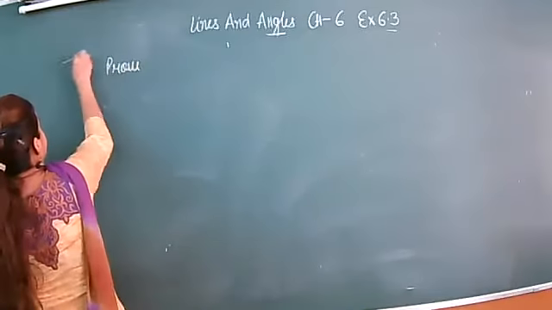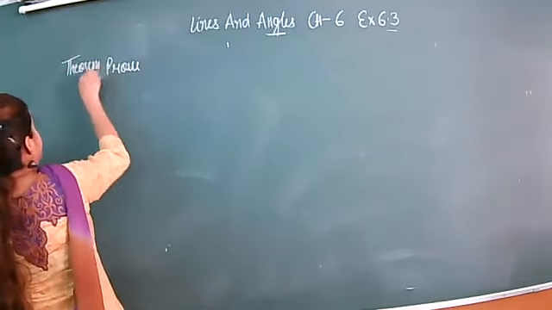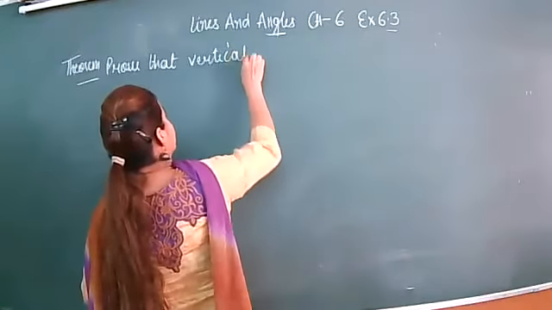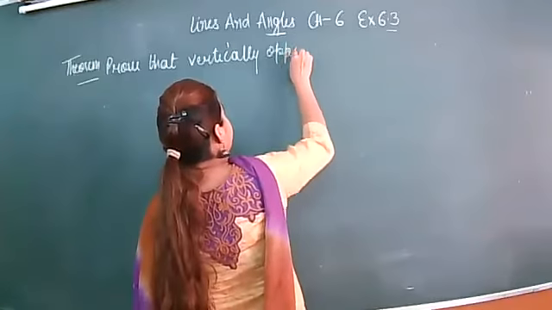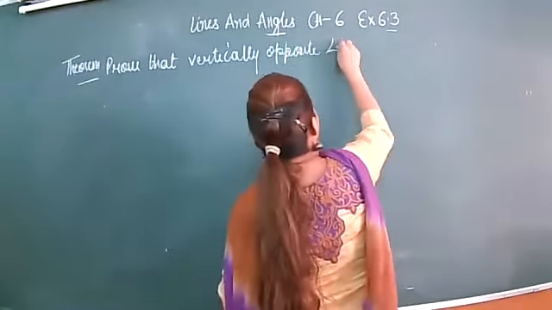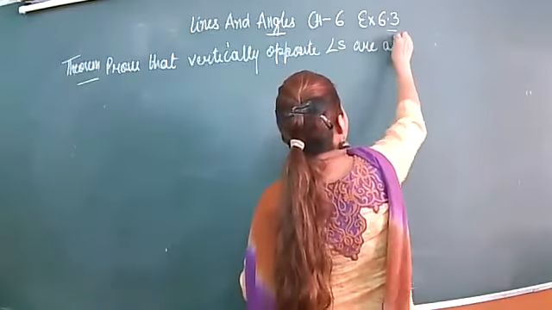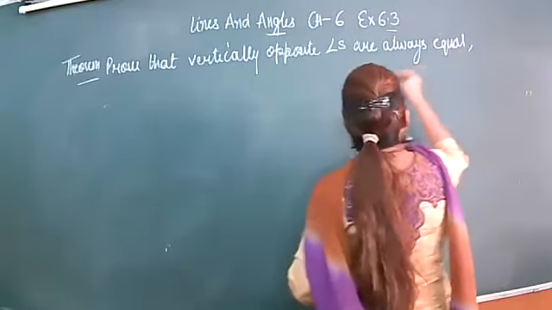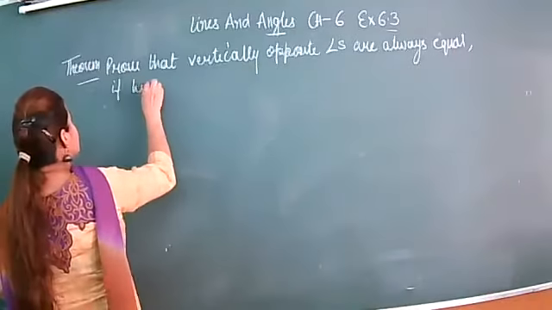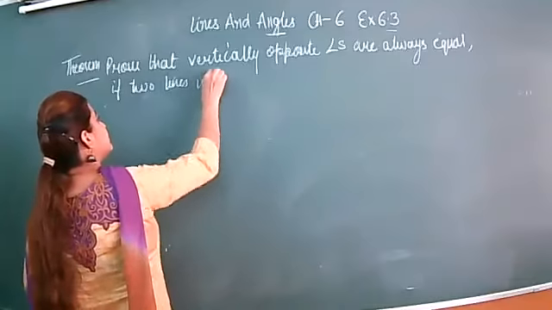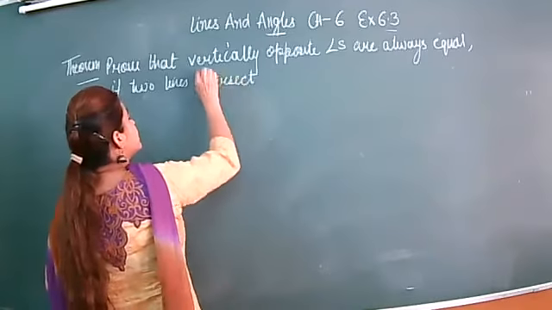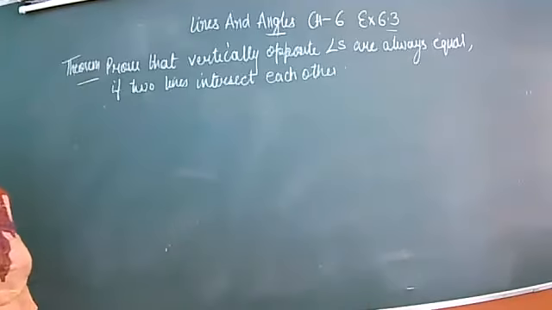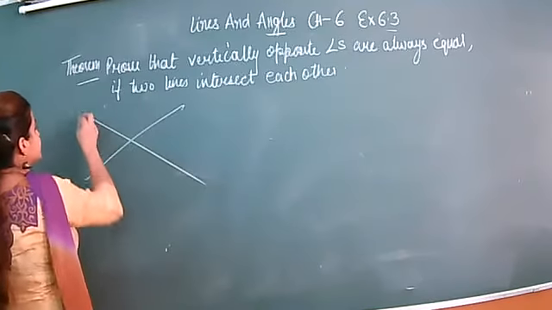Prove that vertically opposite angles are always equal if two lines intersect each other. Prove that vertically opposite angles are always equal when two lines intersect each other.